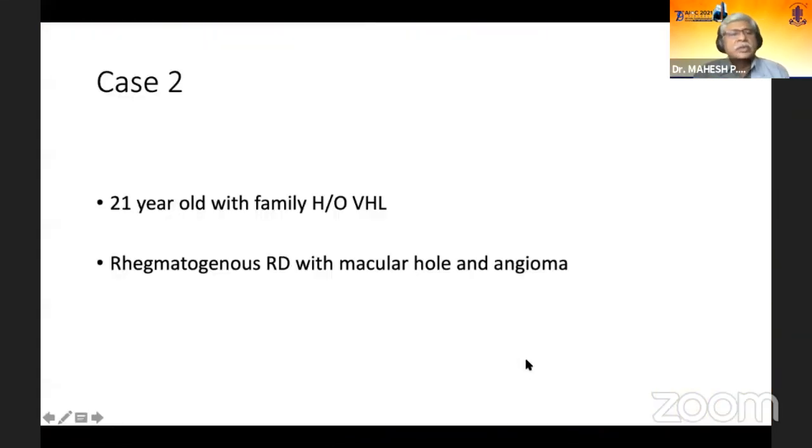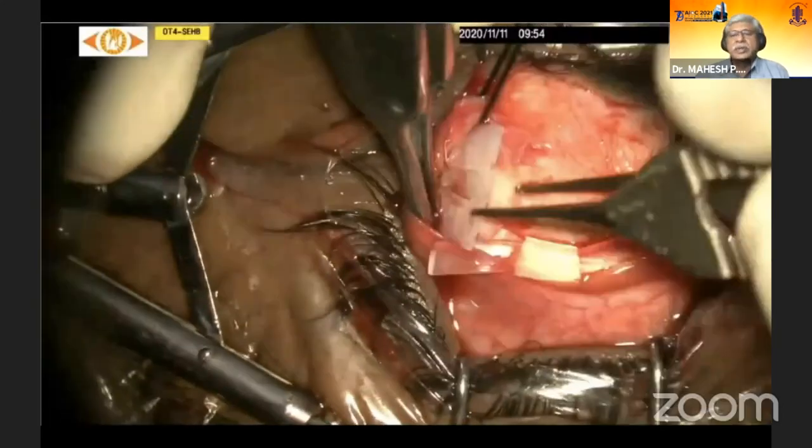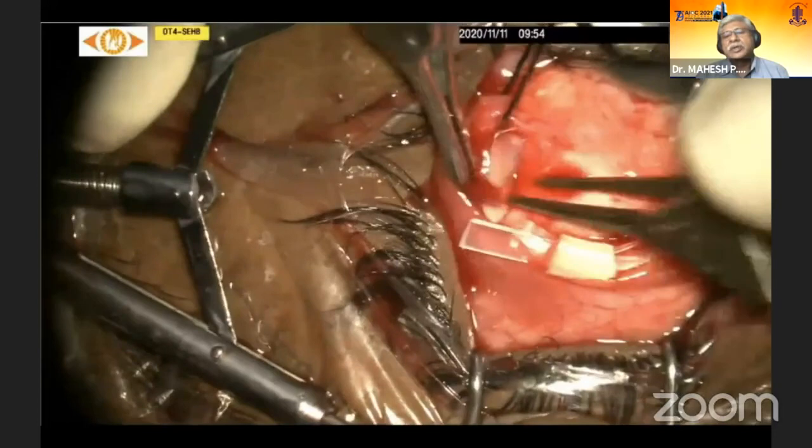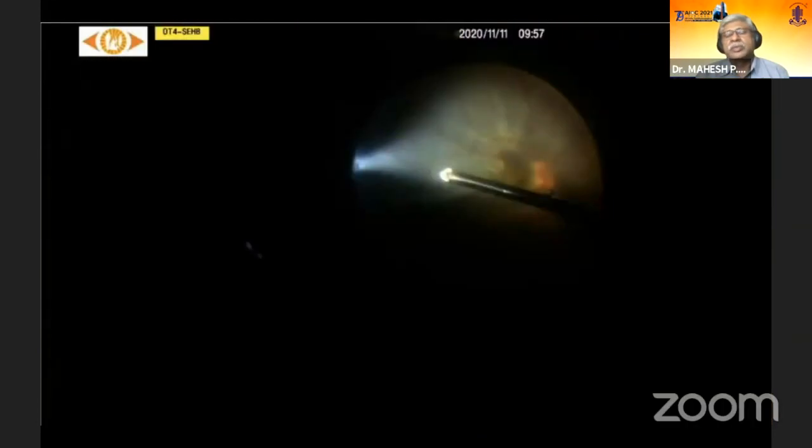Next one is a different one. This was a 21-year-old with family history of Von Hippel-Lindau disease, and some of them have had retinal detachment also, his brothers and sisters. And this kid also had retinal detachment. And to make it more challenging, he had a macular hole under an angioma. The original plan was to support the angioma and the fibrous tissue with the buckle. So I placed a sutureless buckle.